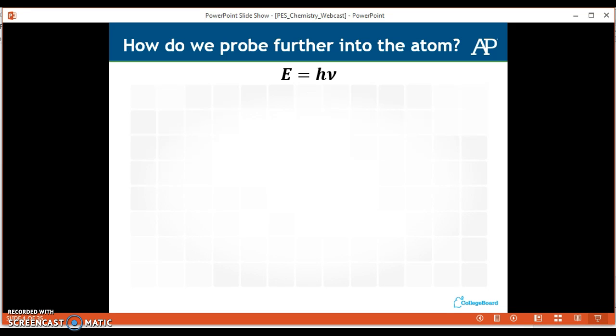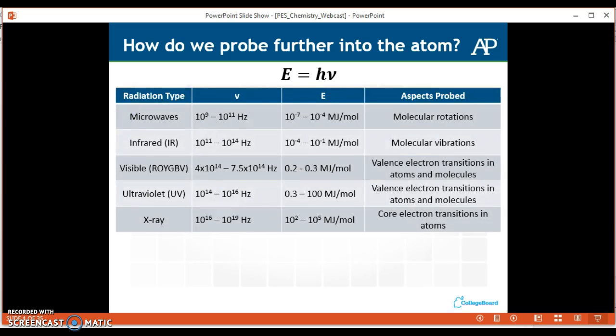We know from this equation, energy is equal to Planck's constant times frequency, that we can use electromagnetic radiation to investigate atoms. Some of the ways we do that are with infrared radiation and molecular vibrations, and visible light, certainly for some of those electron transitions in the Bohr model. As the electrons return to their ground state, they might emit photons in visible light. And certainly there are also transitions in the ultraviolet range.